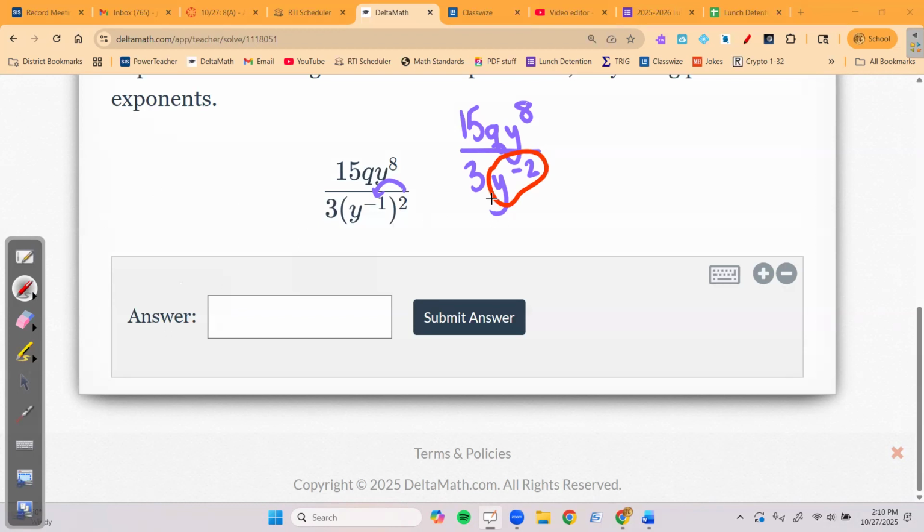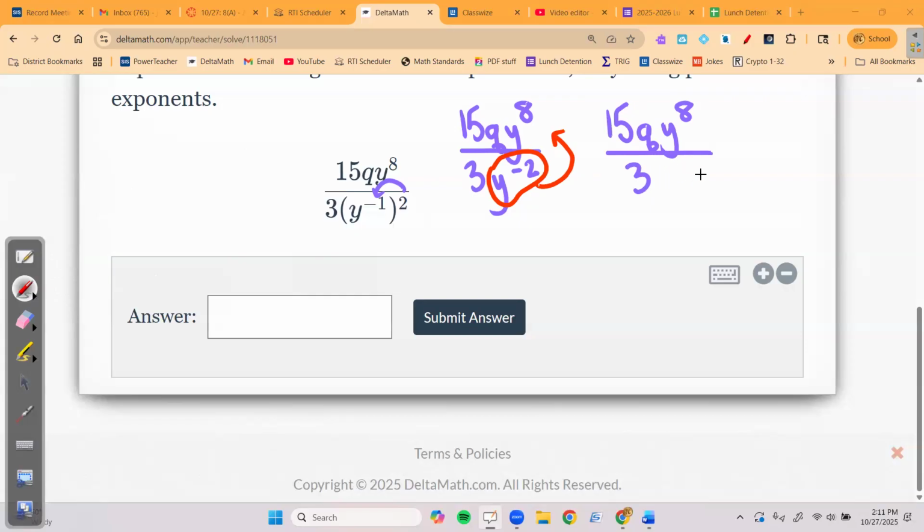Move it. I'm going to move it up. If it's down, it goes up. If it's up, it goes down. So I'm going to pick up the y and his exponent, and I'm going to transport them to the top. Nothing else in this step 2 is going to move. The 15 is going to stay. The q is going to stay. The y to the 8th is going to stay. And this 3 is going to stay.